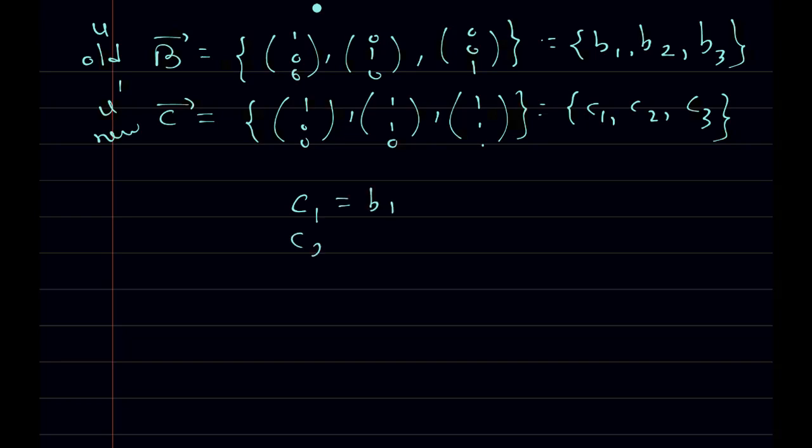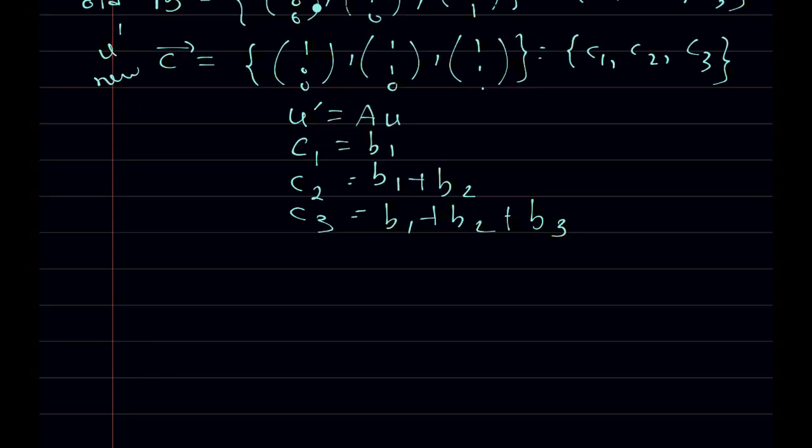C2 looks as if it is B1 plus B2, and C3 looks like B1 plus B2 plus B3. So what I have done, I have actually written U prime in some matrix A into U. What is the matrix A? The matrix A is 1 0 0, 1 1 0, 1 1 1, which can be easily derived if you look at this relation carefully.